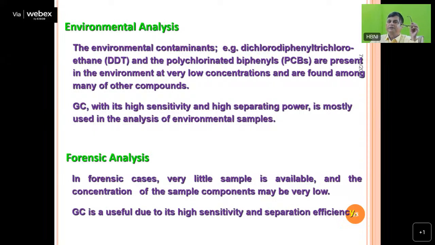Forensic analysis also, GC has wider application, because a very small amount of sample is required for GC analysis. And again, because of its high sensitivity and separation efficiency, it is used in forensic analysis also. Because you may know that many of the analyses of saliva and others, body parts, and body fluids are done by using GC only. And it's very helpful to the police to reconstruct the crime scene.